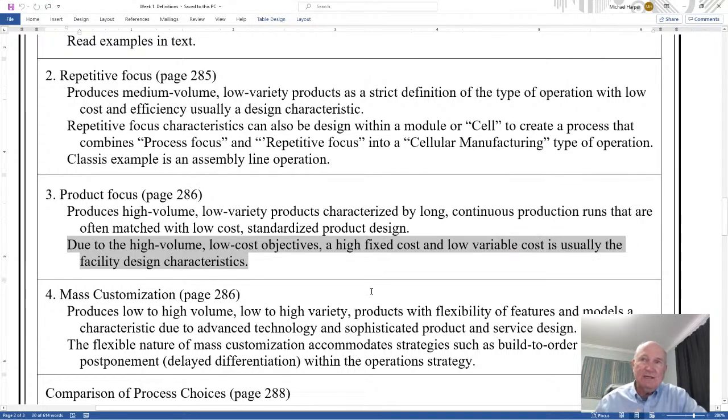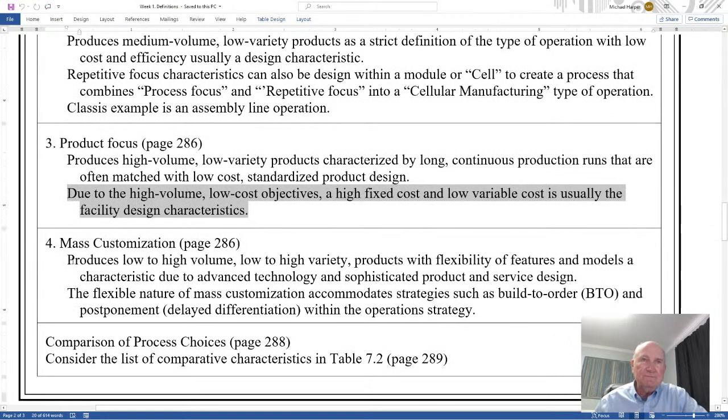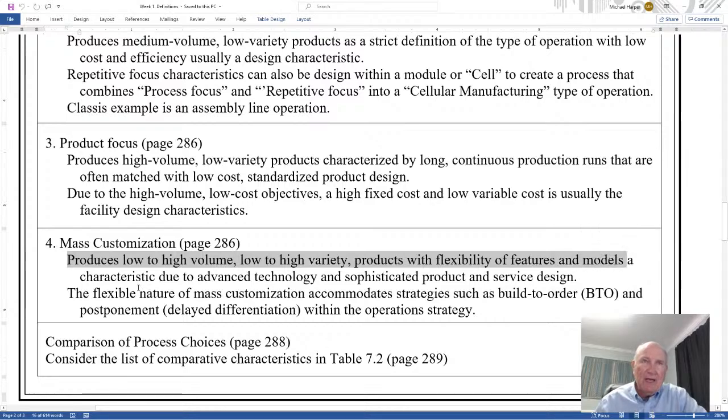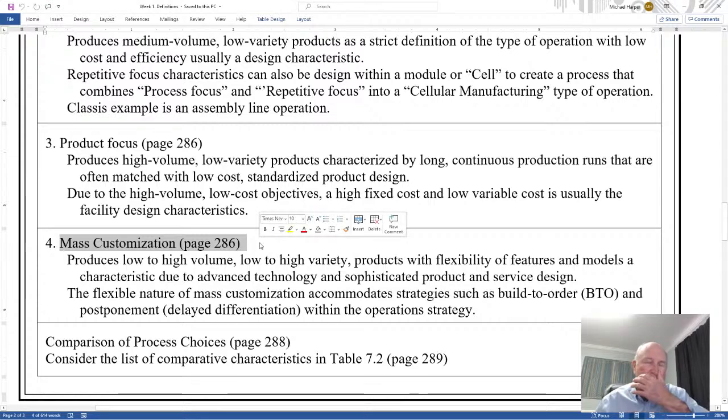It's very costly to set up, but it's very cheap to run. Mass customization, on page 286, produces low to high volume, low to high variety products with flexibility of features and flexibility of models, a characteristic due to advanced technology and sophisticated product and service design. So mass customization today is where things are coming together.